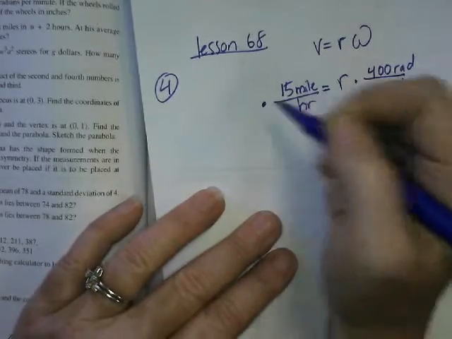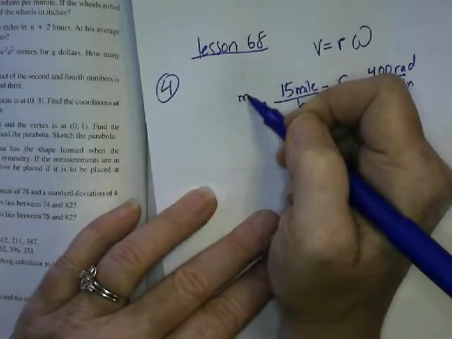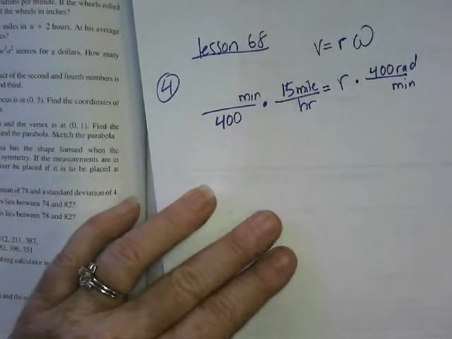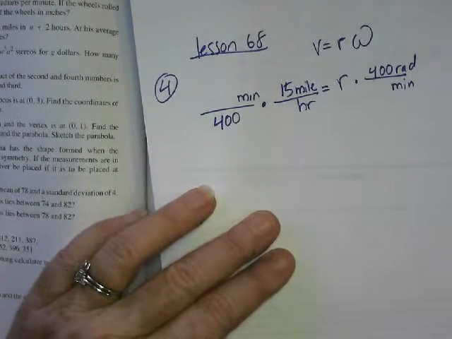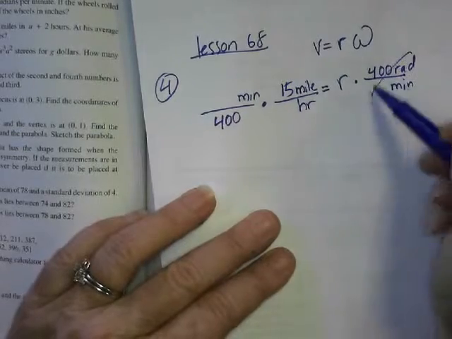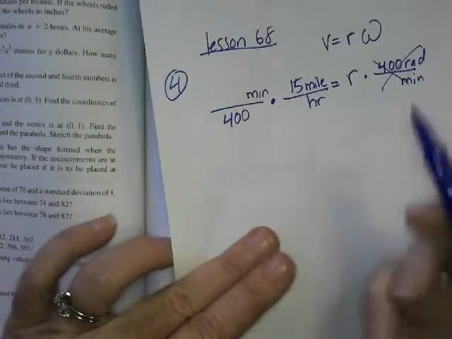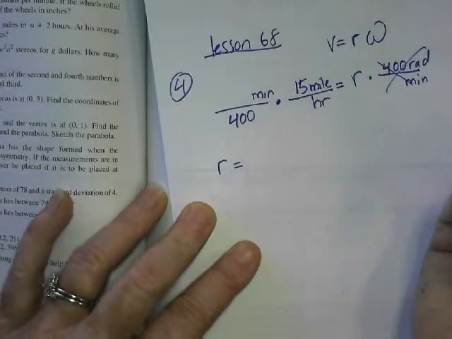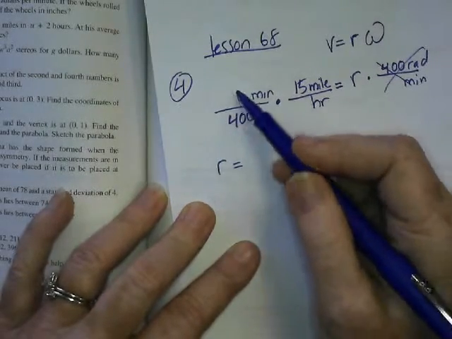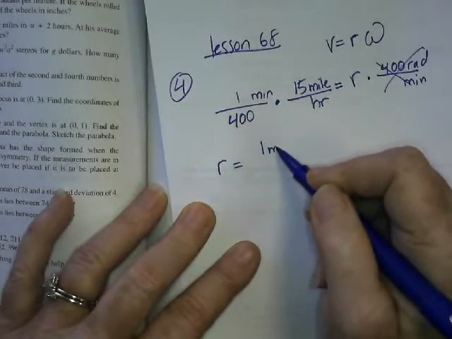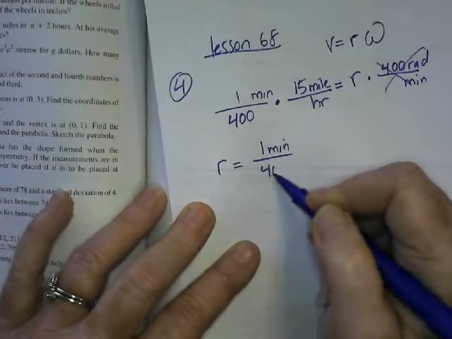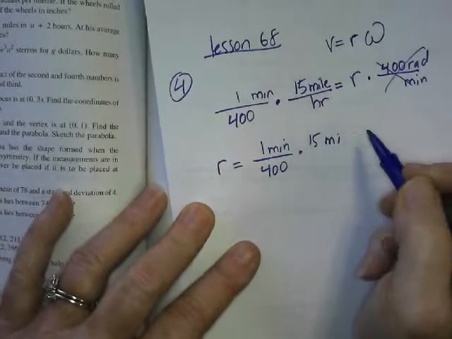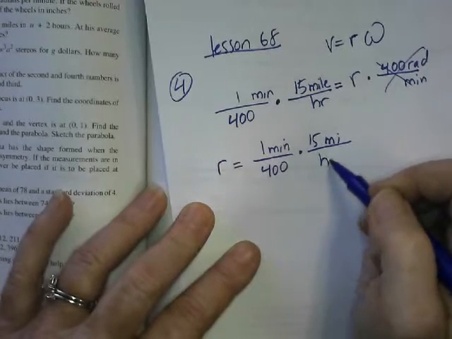So when I multiply over here by this reciprocal, I'm going to have minutes on top, and I'm going to have 400. The radians can disappear, by the way. We'll just let them disappear now. How's that? And that went away. So basically, I'm going to rearrange this. So the radius is going to be equal to, that's 400 in 1 minute. So this is going to be 1 minute. 400, and this is 15, can you guys see what I'm doing, miles per hour.